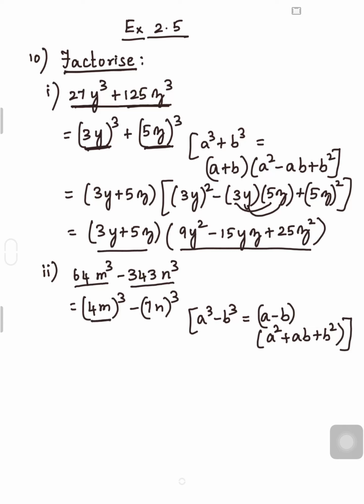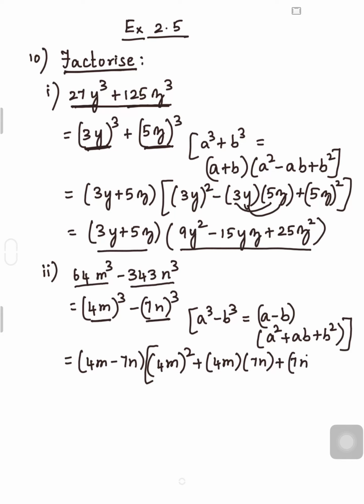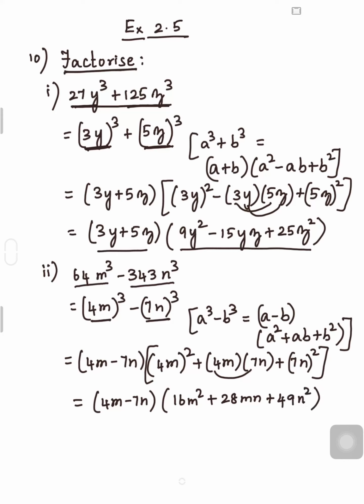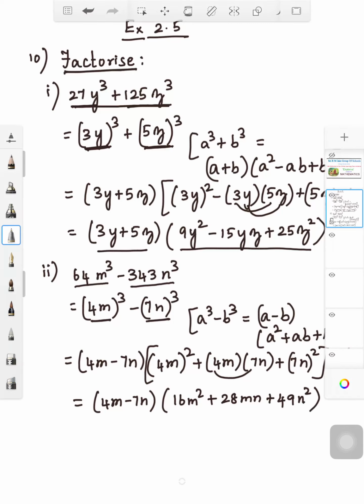So here, in the place of a, what do we have? 4m. In the place of b, what do we have? 7n. So (4m minus 7n), a minus b, into a square. So what is a squared? (4m) whole square, plus a, 4m into b, 7n, plus b squared, (7n) whole square. So it is equal to (4m minus 7n) into, what is (4m) whole square? 16m squared, plus 4 7s are 28mn, plus what is (7n) whole square? 49n squared. So this is how we factorize 64m cube minus 343n cube.